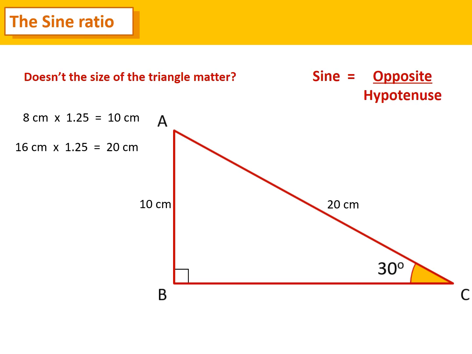But let's look at the ratio of sine 30 degrees. That ratio is the opposite side divided by the hypotenuse. 10 divided by 20. That ratio is still 0.5. Therefore, if we enlarge the triangle and change the length of the sides, it matters not. The ratio of sine is still the ratio of the opposite divided by the hypotenuse.